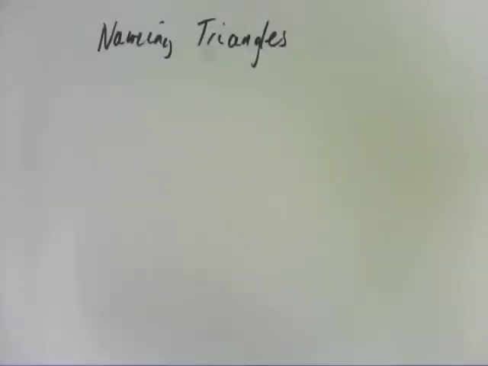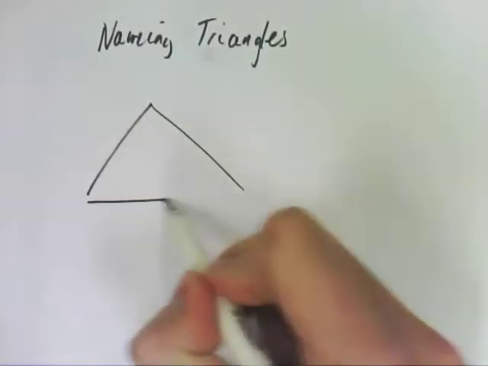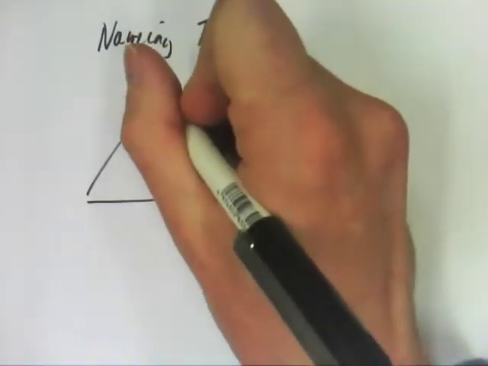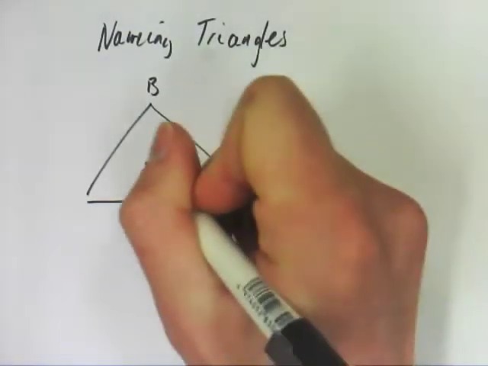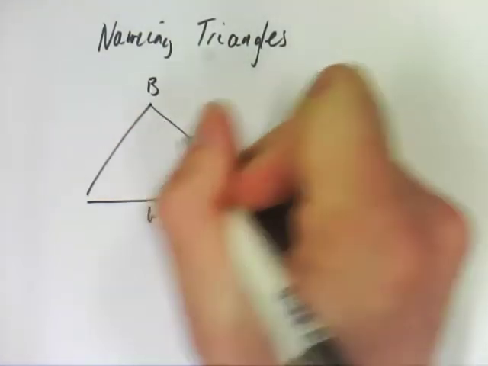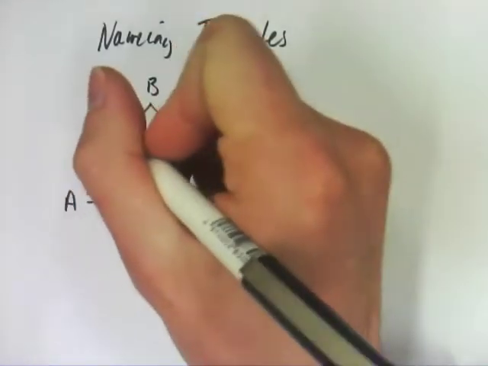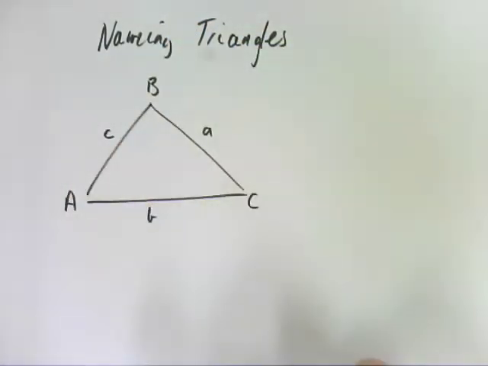I know this is the second time I've talked about labelling triangles. I talked about it earlier on in Chapter 7, but it becomes really important in Chapter 8 when we're working with trigonometry, which is what Chapter 8 is all about. What you need to remember is that sides and angles can have the same letters, okay?